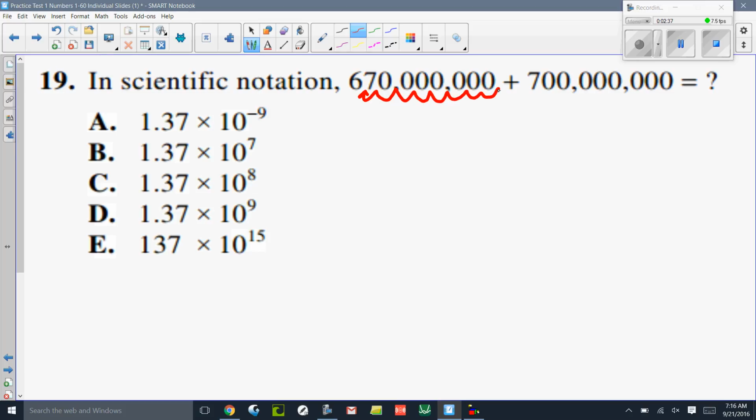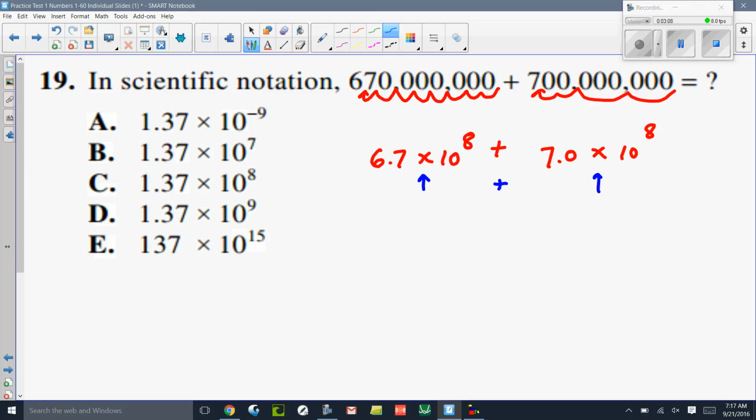So if we count how many spots we move here, we move 1, 2, 3, 4, 5, 6, 7, 8 spots. So this is going to be 6.7 times 10 to the 8th. Plus, same thing here, we're going to move 8 spots if we count them. So here we're going to have 7.0 times 10 to the 8th. Now, what I want you to recognize here is that this is multiplication, and this is multiplication. We're adding these together.